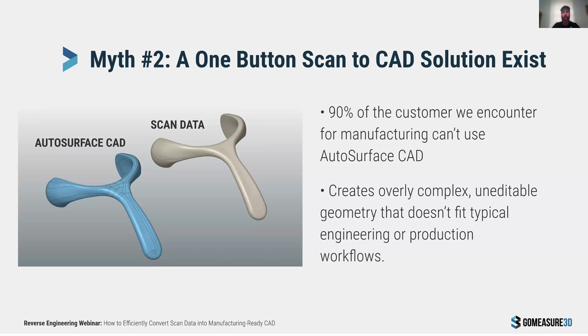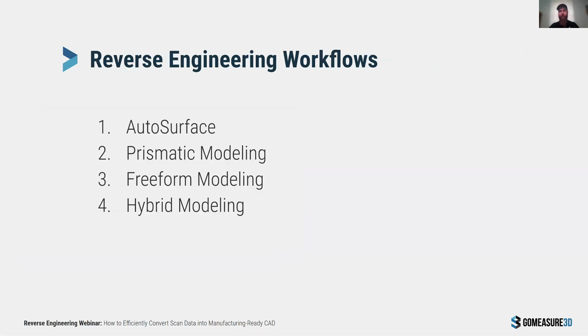In my personal opinion, there's four different reverse engineering workflows that most customers will use. The first one is auto surfacing because it does work for some customers. The second one is going to be more of your prismatic modeling. Third, you're going to have your freeform modeling. And then last, you've got hybrid modeling, which is a really interesting topic. If we get time today, I'd love to cover it. But that's really blending your auto surfacing with prismatic modeling.